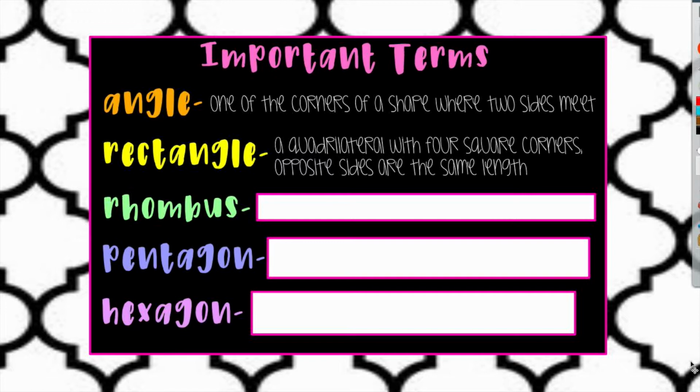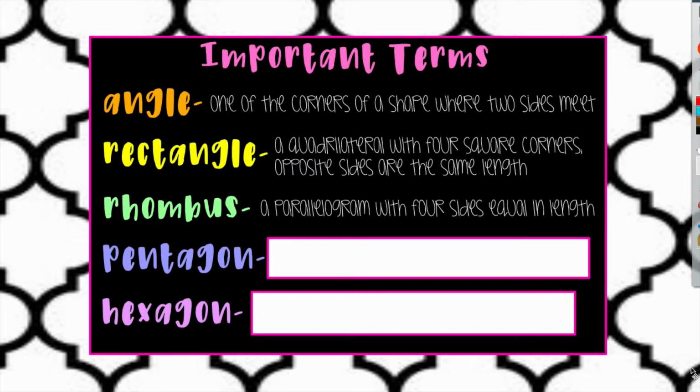Our third term is a rhombus. A rhombus is a parallelogram with four sides equal in length. So here's some background information. A parallelogram is a four-sided shape where the opposite sides are parallel to one another. That means that they never touch. So a rhombus has two pairs of parallel sides and all sides of the shape are equal in length.